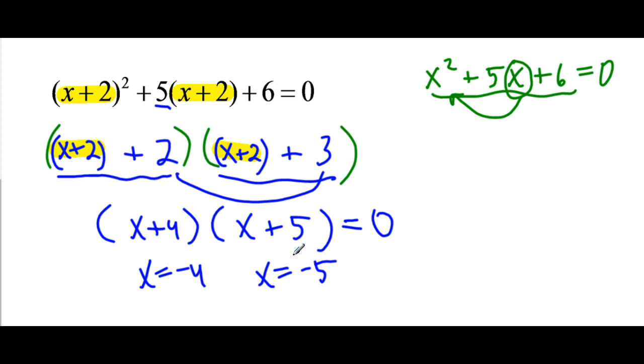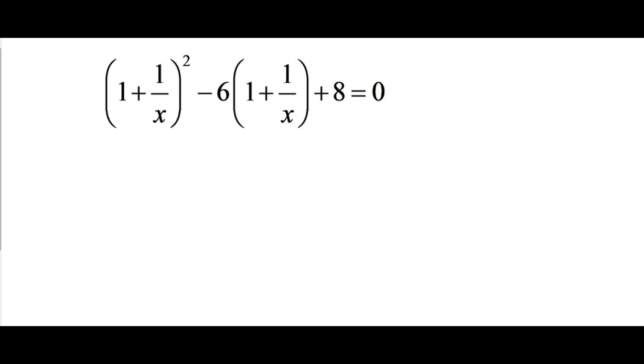It's brilliant. It took a lot less time than it would take to FOIL that out, combine like terms, and simplify all of that. Again, you have to not be too scared of what this looks like, and just think of this like your new x. X is being squared minus 6 times x plus 8. It's almost like you have to pretend you're factoring x squared minus 6x plus 8.